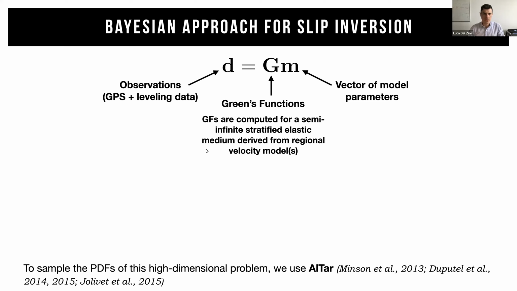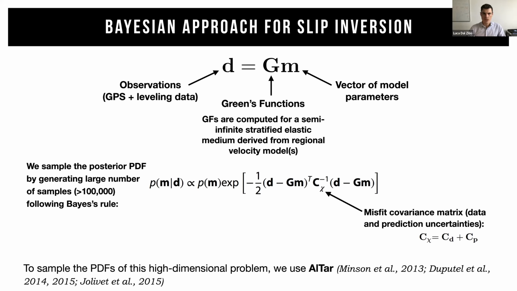And we can assume that we have certain observations, which in this case are GPS and leveling data. And then we have the Green's function, which is computed for an infinite elastic medium by assuming a certain velocity model of our structure of the upper crust, lower crust, and lithospheric mantle. And then we have the model parameters m.